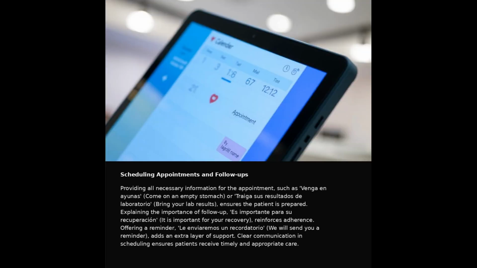Providing all necessary information for the appointment, such as venga en ayunas, come on an empty stomach, or traiga sus resultados de laboratorio, bring your lab results, ensures the patient is prepared. Explaining the importance of follow-up, es importante para su recuperación, it is important for your recovery, reinforces adherence. Offering a reminder, le enviaremos un recordatorio, we will send you a reminder, adds an extra layer of support. Clear communication in scheduling ensures patients receive timely and appropriate care.